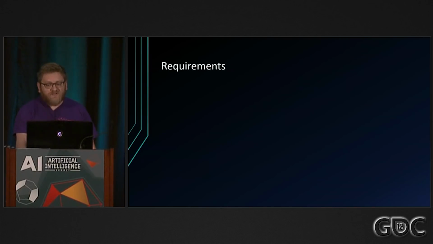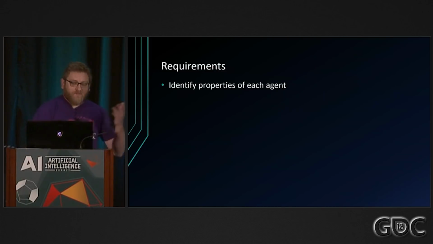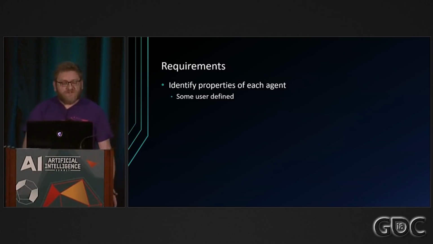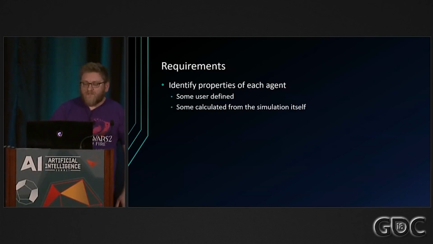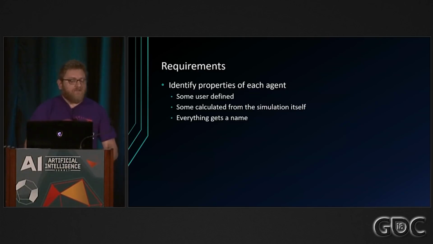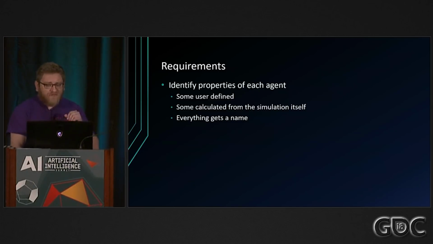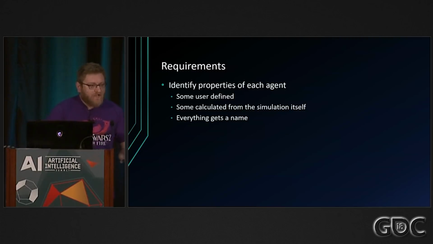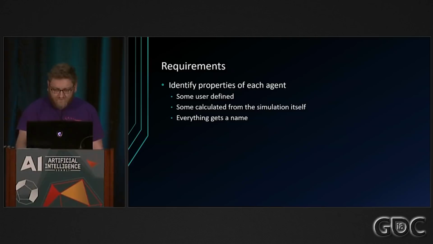So the first thing I wanted to do is identify properties of agents. An agent is basically just a character, an NPC or whatever running around in the world. They have properties. Some of those are user-defined, and some of them are calculated from the simulation. But regardless of where this information comes from, everything needs to have a name. This is a personal line in the sand of my own, where I want to be able to refer by name, a human-readable string, to every single piece of my AI data.